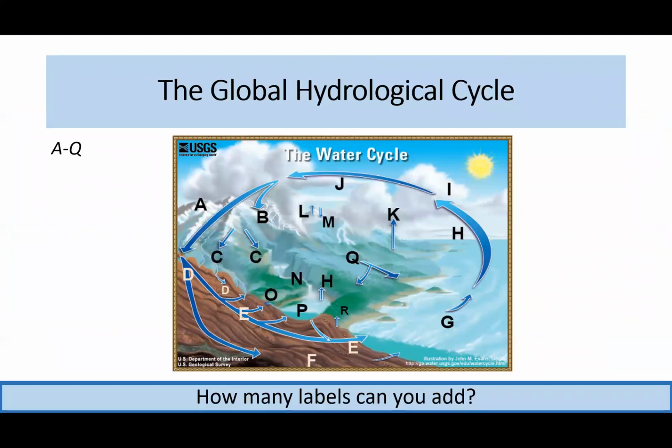So you've got the letters A to Q. I want you to write down what you think the processes are. Some of them might be fluxes, might be flows, some of them might be stores. So for example, G, that's the ocean, isn't it? It's a store of water in the ocean. H, the movement from that water in the ocean into the atmosphere, evaporation. So go through all of those, write down what you think they are. Once you've done that, press play and you can get the answers.